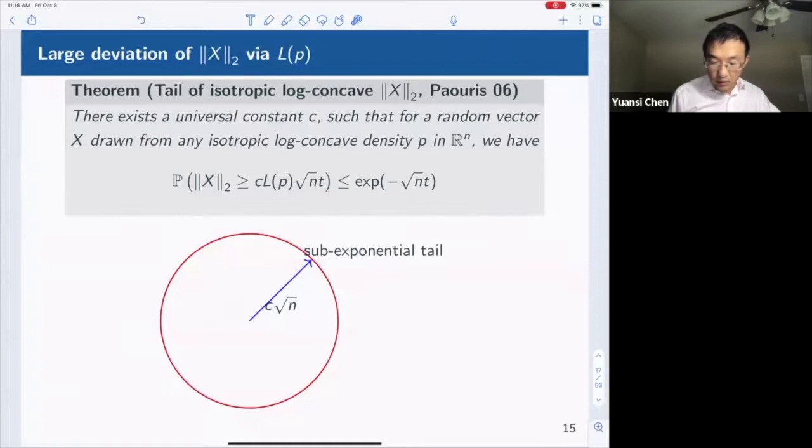So X is drawn from this isotropic log-concave density P, and you have this type of tail behavior for the norm of X, and the slicing constant appears here. So if the slicing conjecture is true, this will be an absolute constant. That means the radius where you start to have this exponential tail is square root of n, which is very similar to what you have when you deal with the Gaussian distribution.